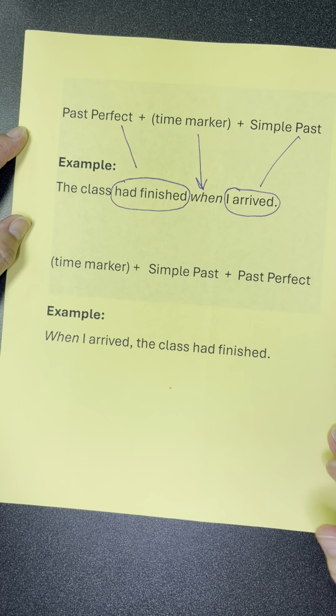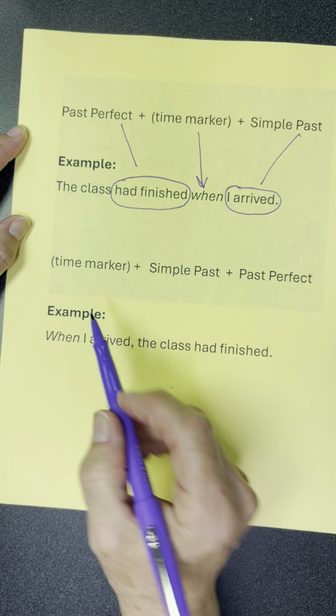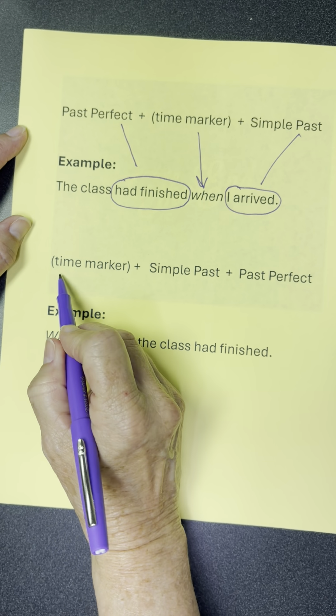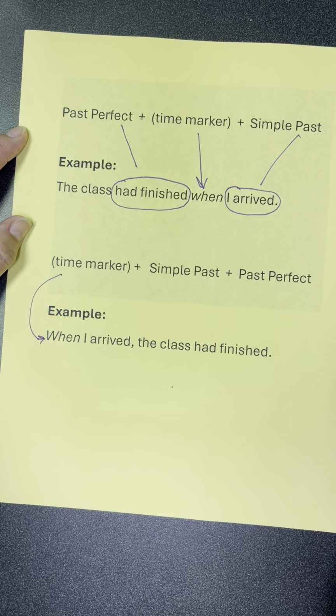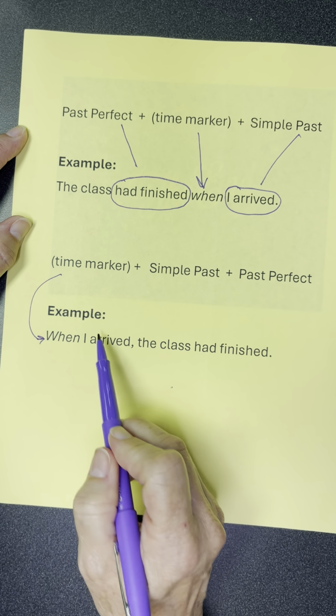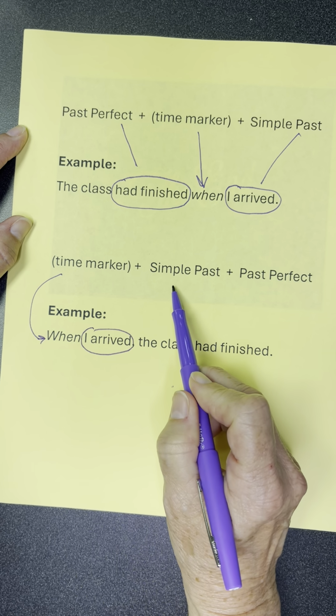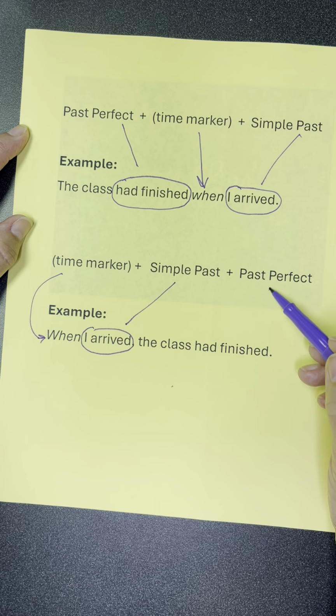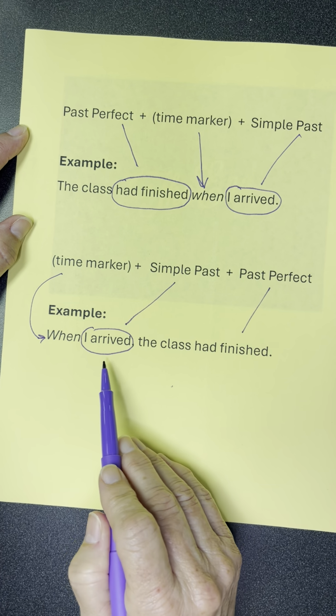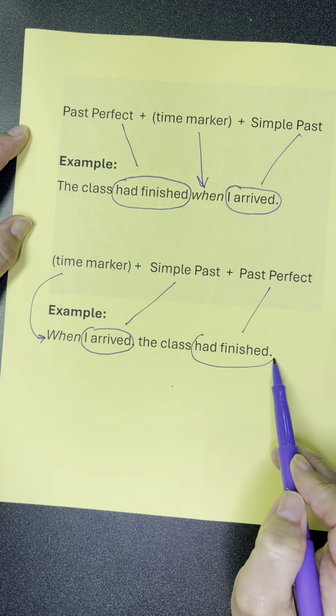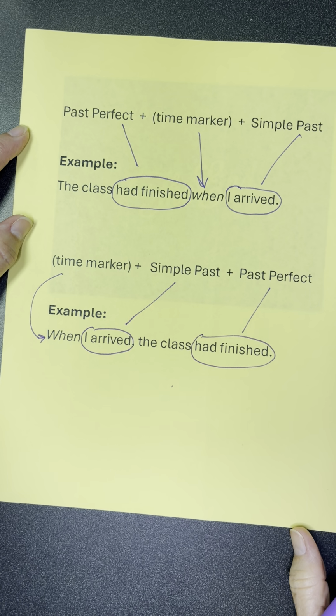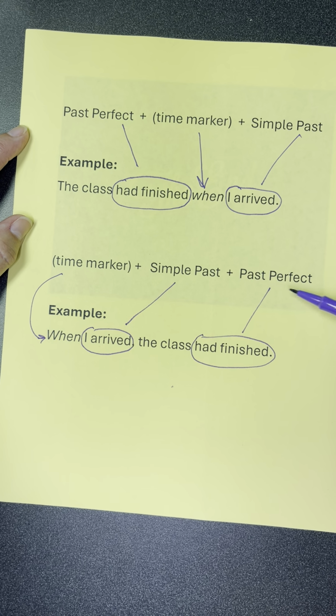Okay, now let's reverse that sentence. Here's the time marker. When, the simple past, I arrived, and the past perfect, okay, excuse me, when I arrived, the class had finished. So again, with this sentence, what happened first? When I arrived, the class had finished. Well, let's look for the past perfect. The class had finished. That was the first action, and then I arrived.